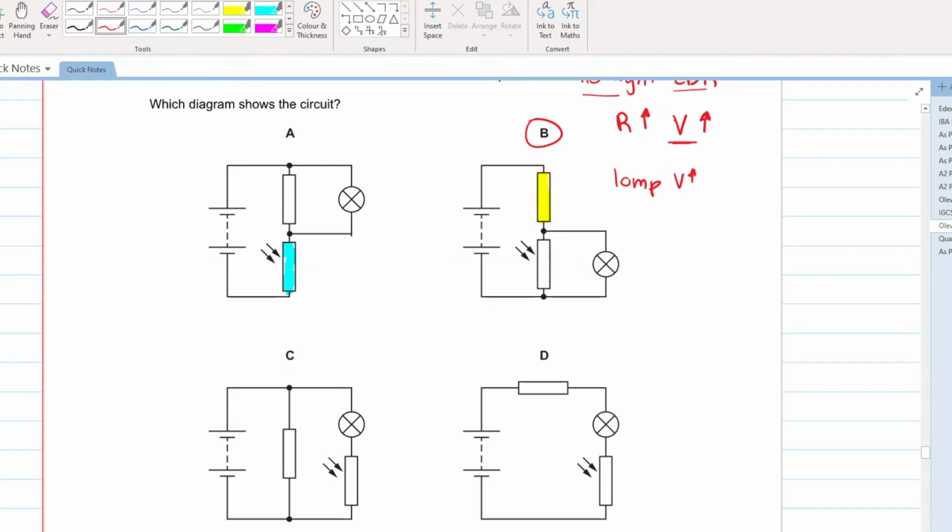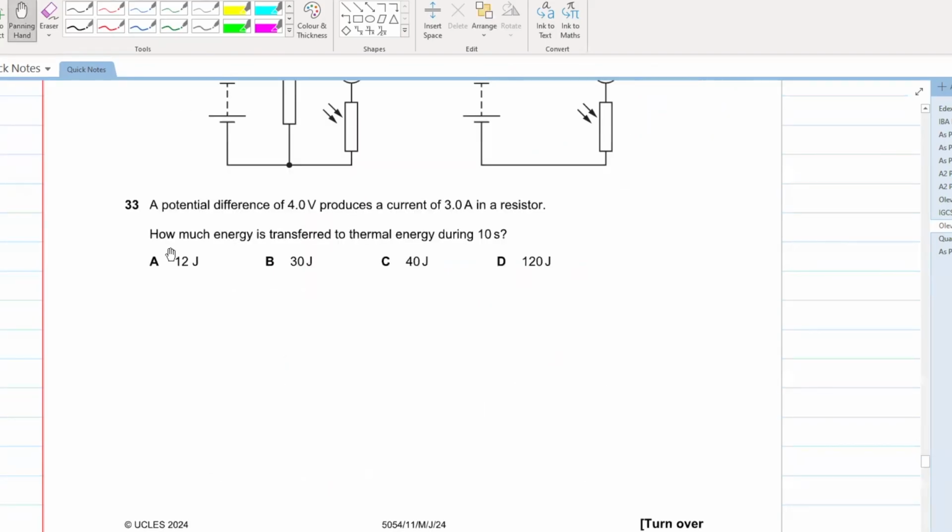A potential difference of 4 volts produces a current of 3 ampere in a resistor. How much energy is transferred to thermal energy during 10 seconds? So we know one thing. Voltage is equal to work done over charge. So voltage into charge is equal to your work done. Voltage is 4. How can you represent charge? Current into time. 4 into what is the current? 3 into what is the time? That is 10. This equals your work done.